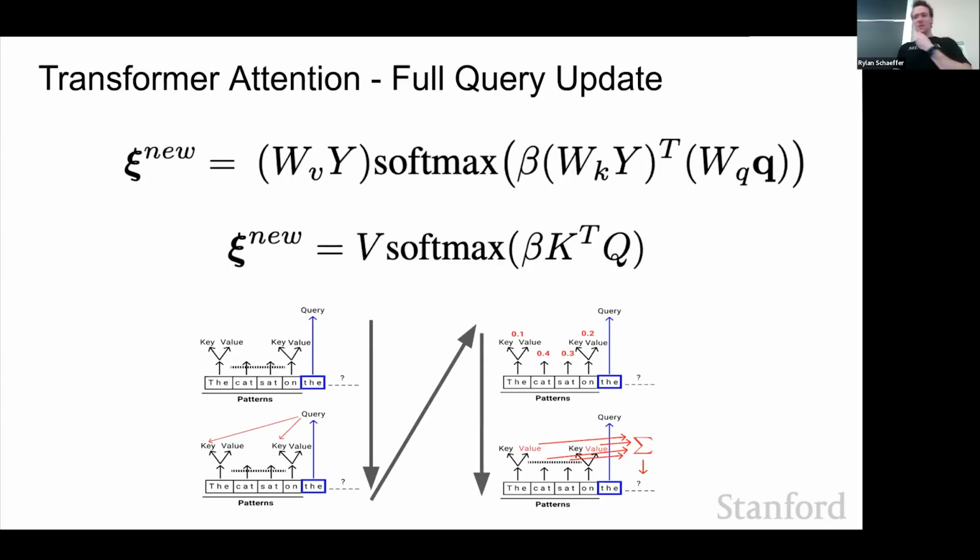Okay, so here is the full attention equation. In the top line, I'm separating out the projection matrices, W subscript V, K, and Q. In the second one, I just collapse them into the equation you normally see.